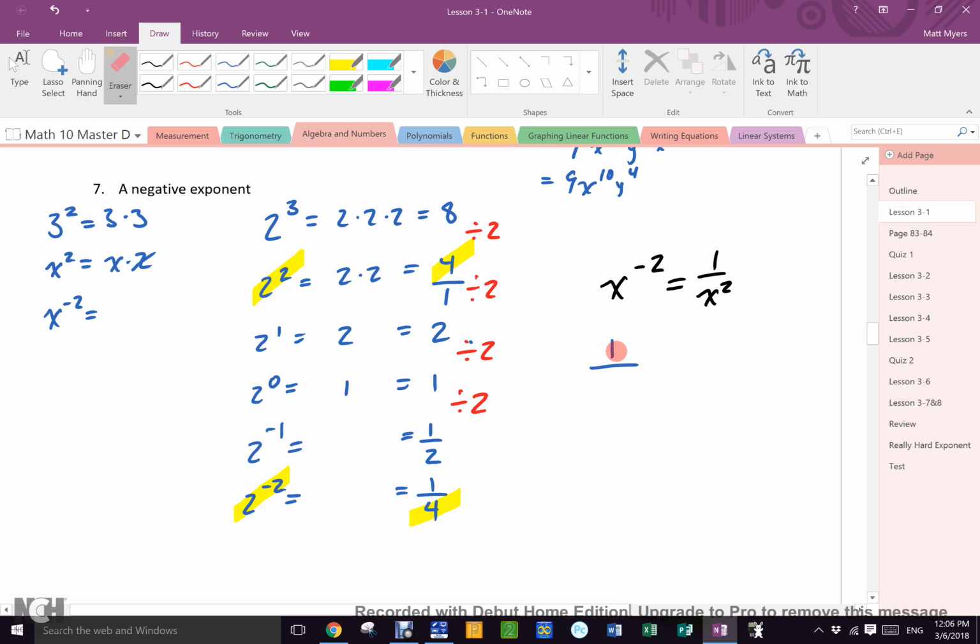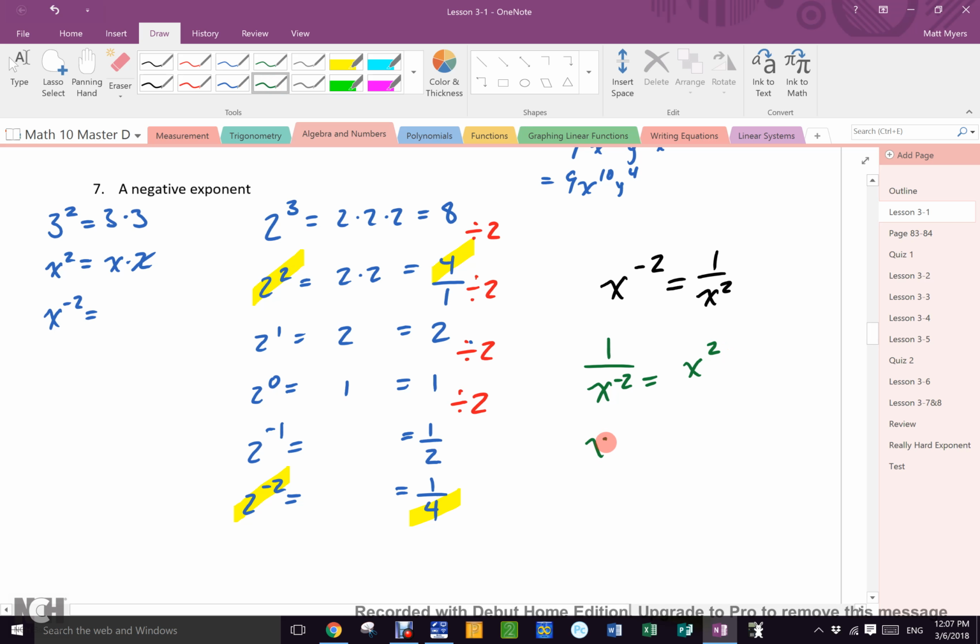I don't want to write it in blue because I've already done stuff in blue. Erase! Erase! Get out of here. Thank you. 1 over x to the negative 2. What's that? Because what part of that isn't allowed? The negative 2. So what do you got to do? You got to reciprocate again. So this is x squared. Good?